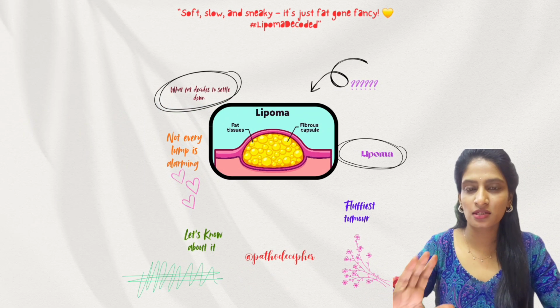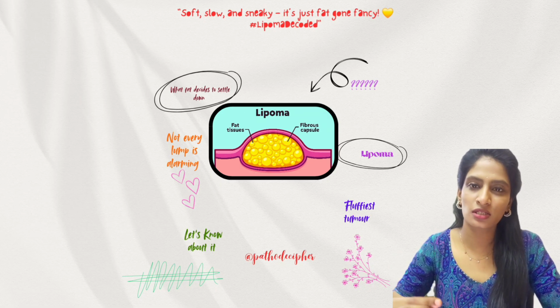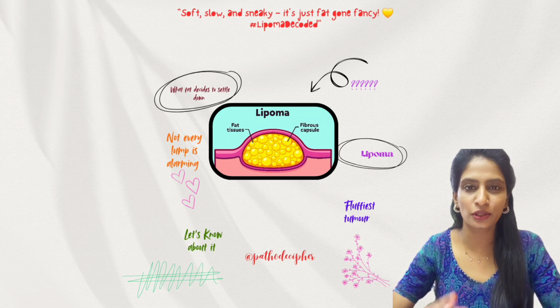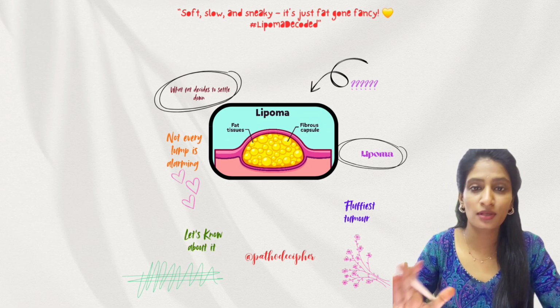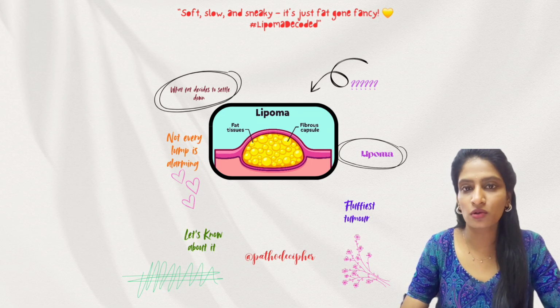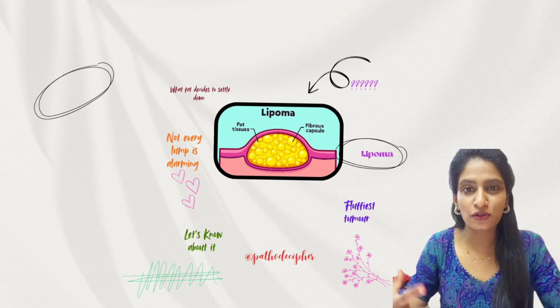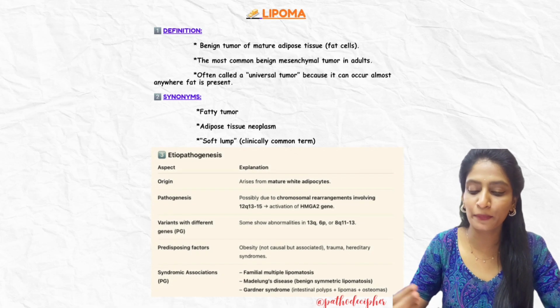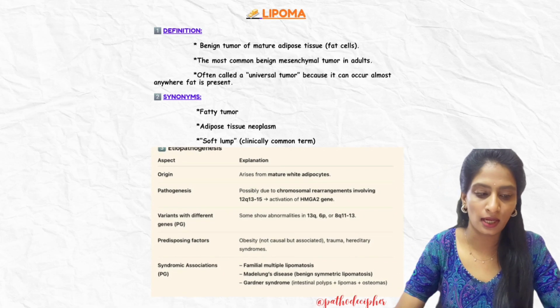So today we are going to see a short content about lipoma. It's nothing but, have you ever felt a soft, squishy lump under your skin? Relax. It's nothing but a universal tumor known as lipoma. It's called a universal tumor because it occurs everywhere in the body except the brain. It's also a benign tumor which arises from the adipocyte tissue. Most commonly, it's a benign mesenchymal tumor in adults.